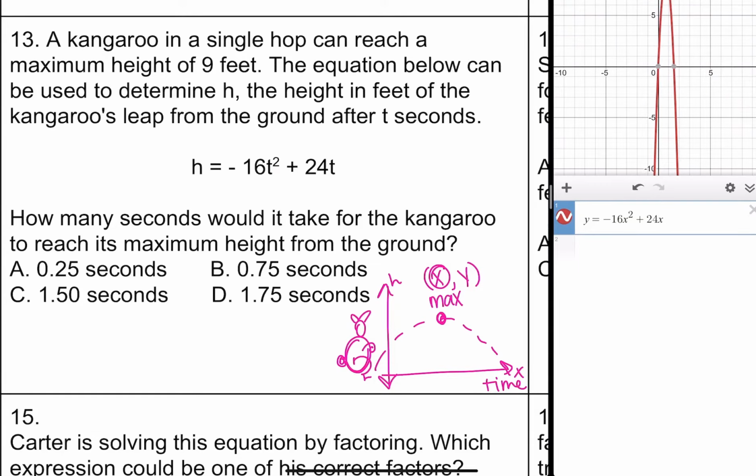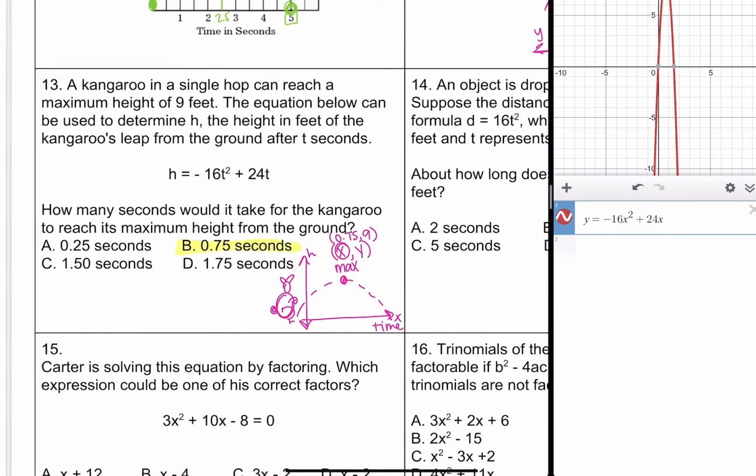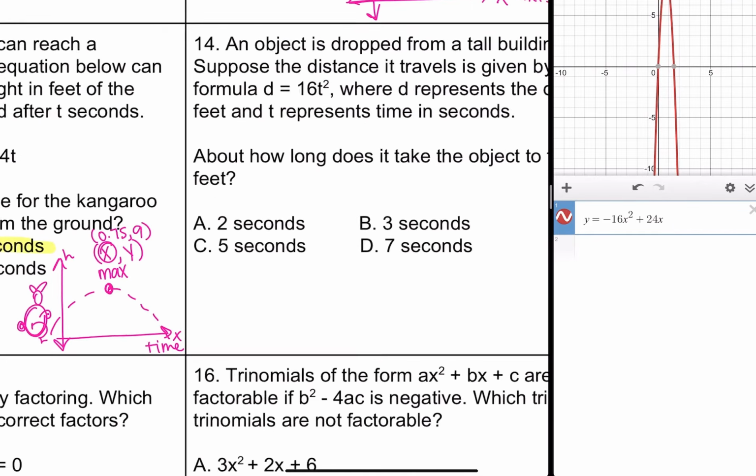So our maximum is at 0.75. We were looking for that x value because we're looking for time, which is x. So not even 1 second, he's already at the maximum height. I guess a kangaroo doesn't stay in the air that long.